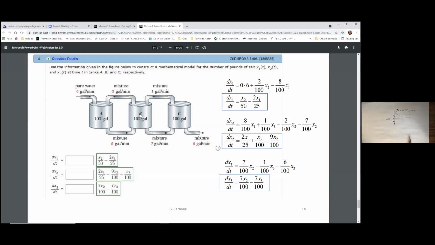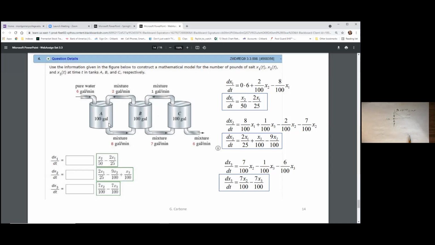x1? Because, okay, what's going into tank A? The amount of salt going in here is 0, right? So that's why there's this 0 here. We're told it's pure water, so it's 0 times 6, right? Then 2 gallons per minute are going in, and it's going in from B. So the amount of salt that's in B is X2. And there's 100 gallons.